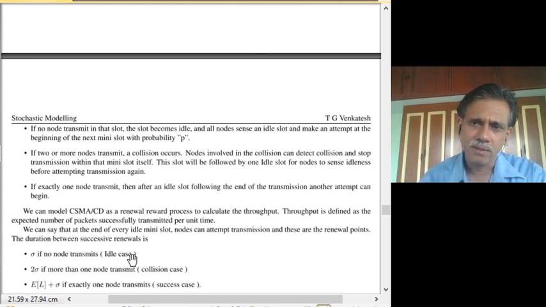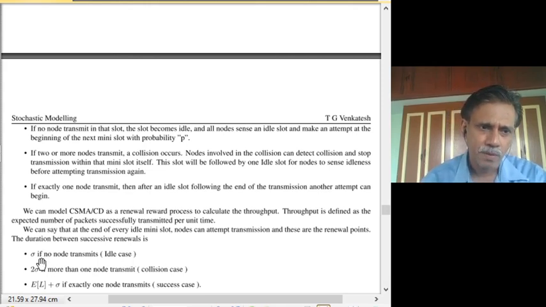If the renewal cycle happens to be an idle mini slot, because no node transmits, then the next attempt can occur in the beginning of the next mini slot. So the renewal cycle is just one mini slot of duration sigma. So it is just sigma if no node transmits. That is the ideal case.